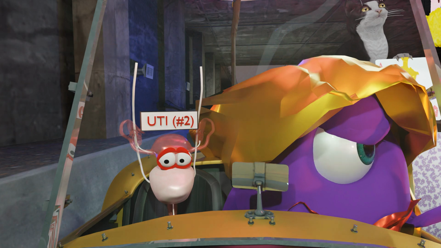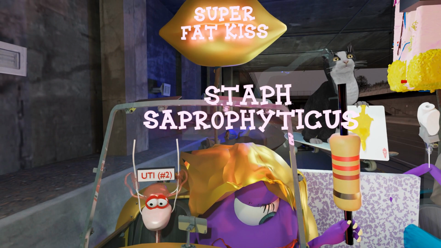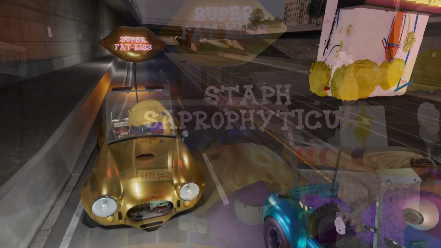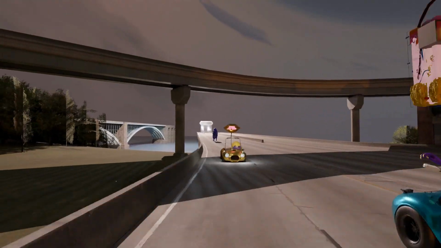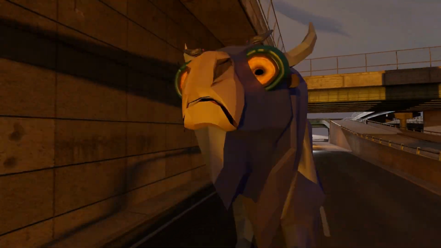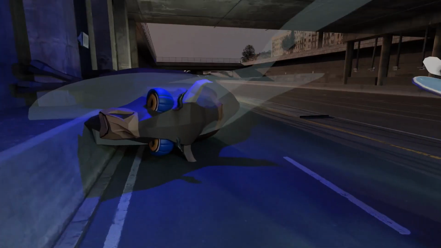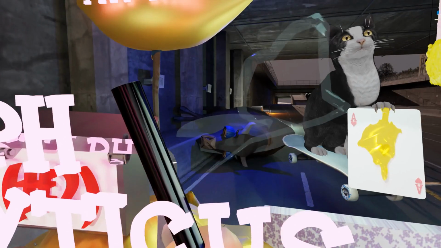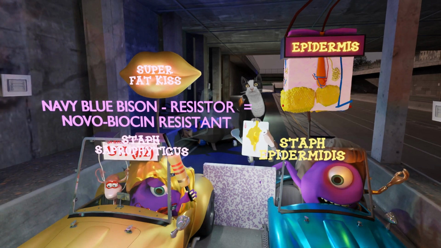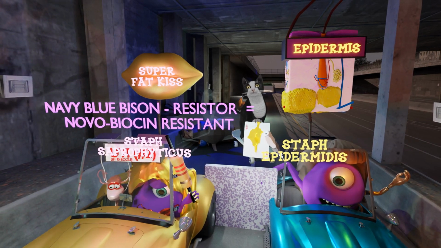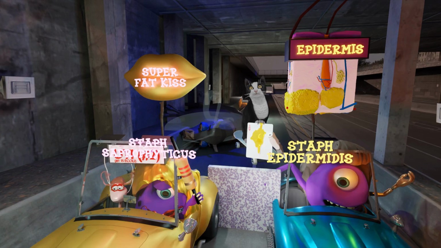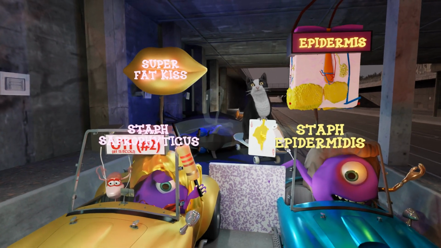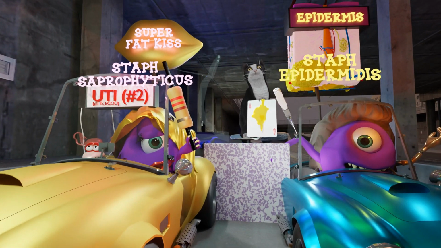Now, as a final word, in our scene, the race ended when Staph saprophyticus shot the bison, who is actually a navy blue bison, and she used her resistor to do it. This metal resistor over here apparently could shoot out bullets or something. Anyway, she used her resistor to shoot the navy blue bison. Navy blue bison for novobiocin, and the resistor for resistant, as Staph saprophyticus is novobiocin resistant. And this is how we differentiate Staph saprophyticus from Staph epidermidis.